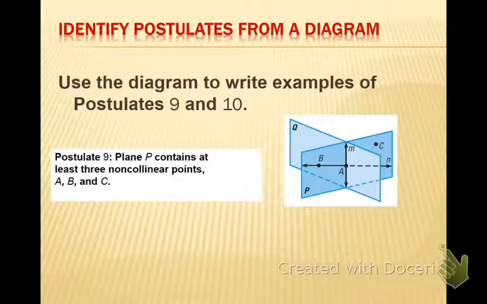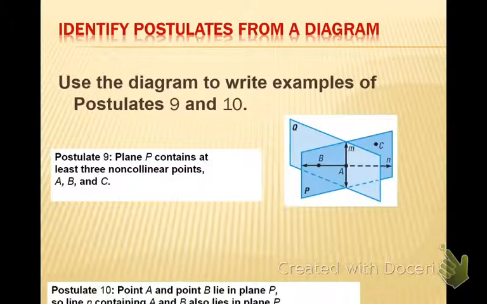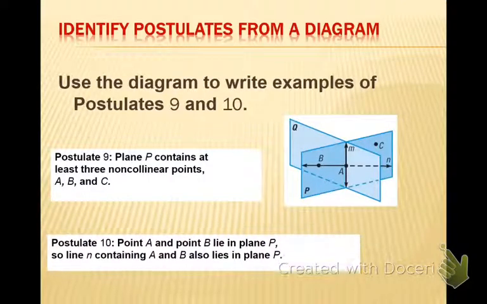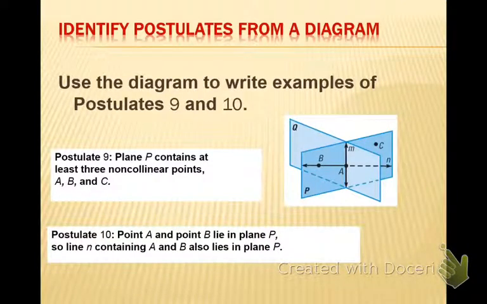Postulate 10, which says if 2 points lie in a plane, then the line containing them lies in the same plane. So we could talk about, since point A and point B lie in plane P, then that means line N, or line AB, also lies in plane P. Okay? So, examples from the diagram to identify those postulates.